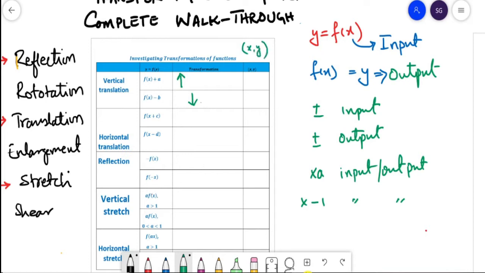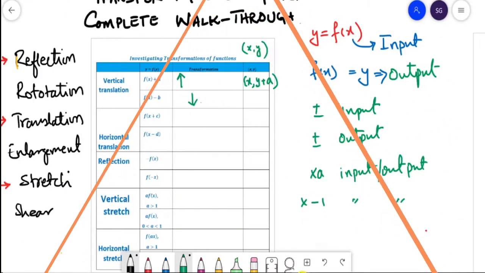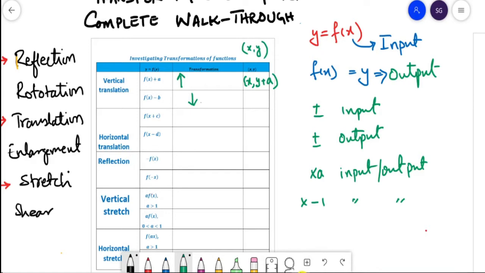If you're moving upwards, the value of x doesn't change, but the value of y is increased by that much. You can see from the graph that the value of x isn't changing. If you look at this turning point, it's 0, and you move it up or down, you translate it up or down, x remains the same value, but the y coordinates are changing. So here we have a change in the y coordinate.